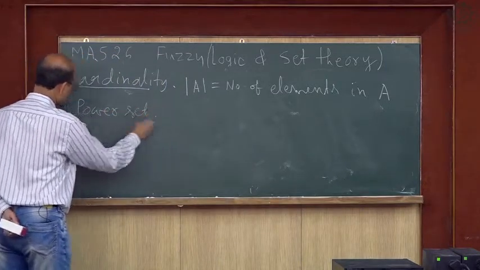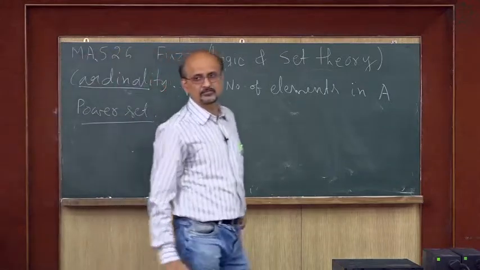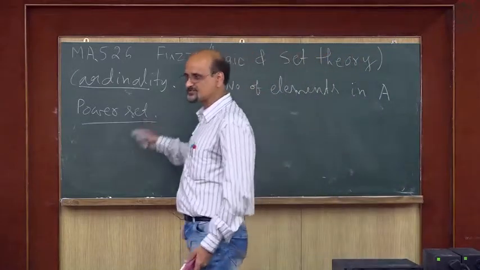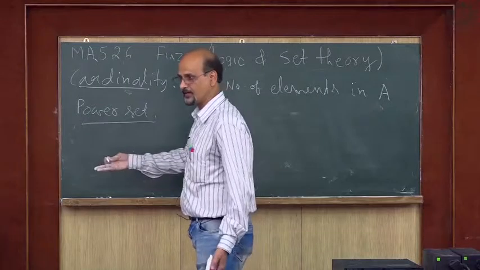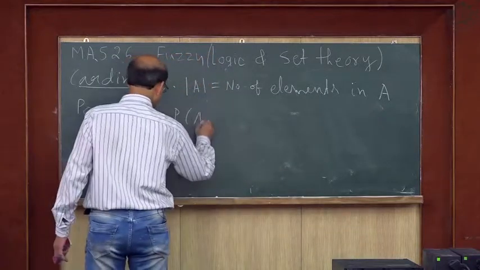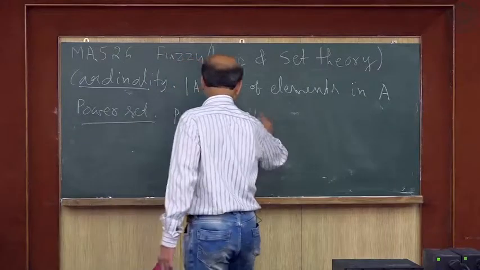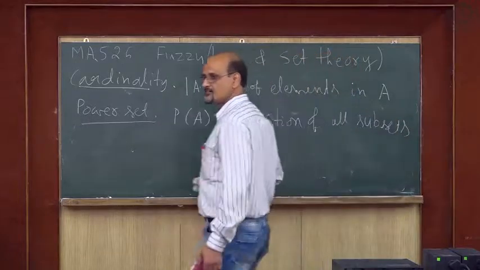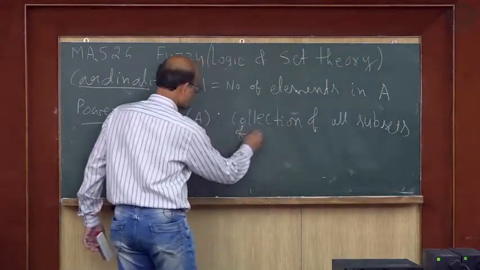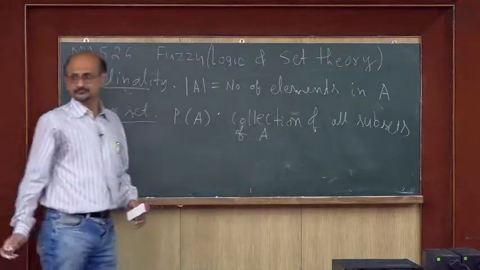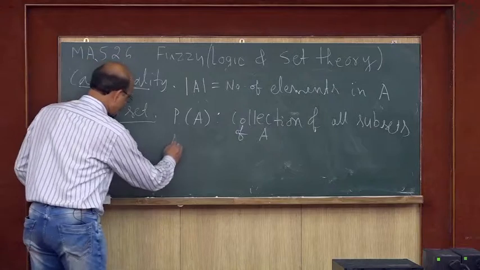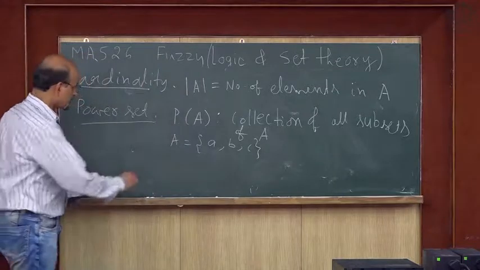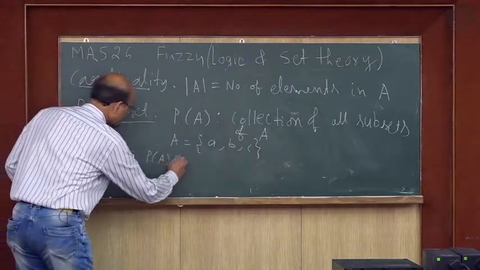What is the power set? This is the collection of all subsets of, suppose, set A. Okay. So, the power set of A is the collection of all subsets of A. Okay. So, if I have A, B, C, suppose, so the power set will be what? How many?